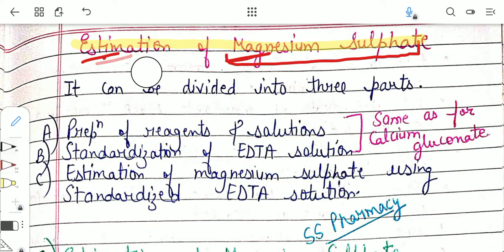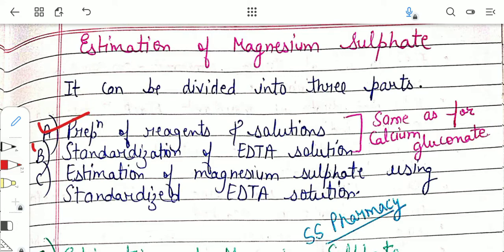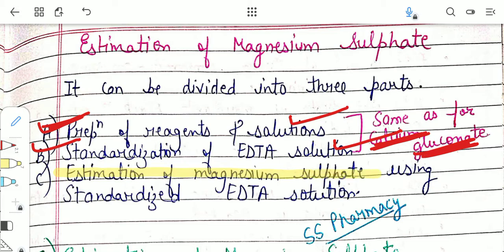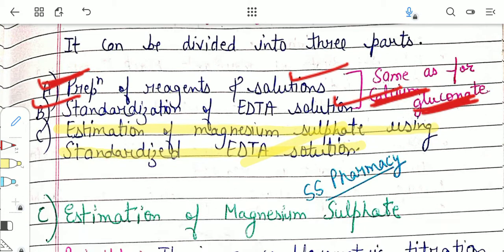Okay, let me just erase the step A and B. These are the same steps which we have already done for the estimation of calcium gluconate. You can go and check out that video for the step A and B. We will not repeat the same steps in this video. Okay, so the estimation of calcium gluconate is also under the topic of our complexometric titration. So step 1 and 2 are exactly the same. In this video we will directly begin with the step C, which is the estimation of magnesium sulfate by using standardized EDTA solution.